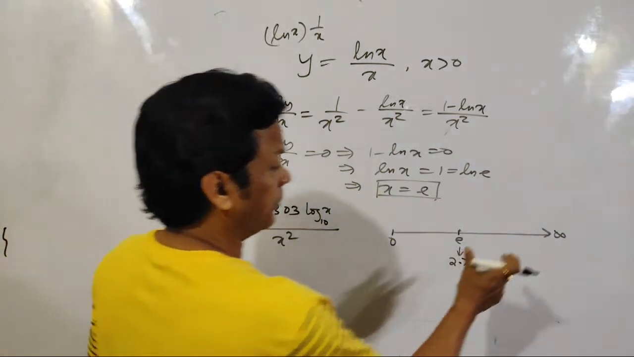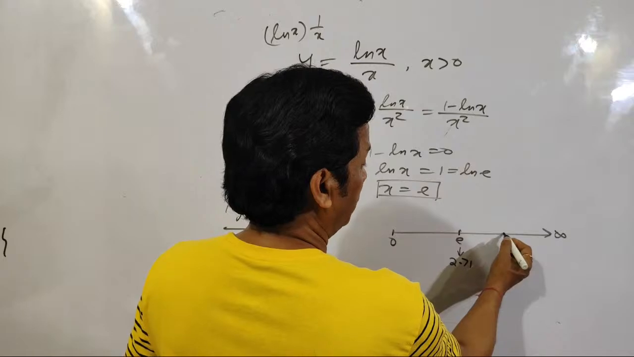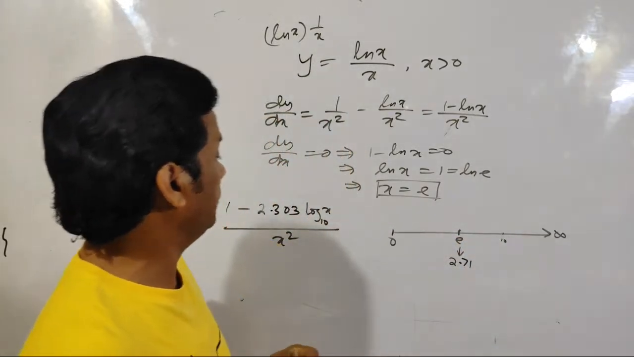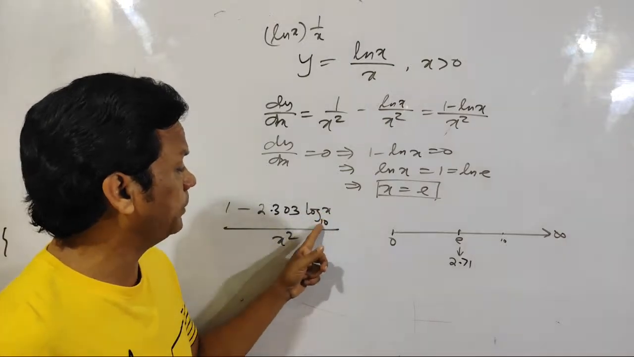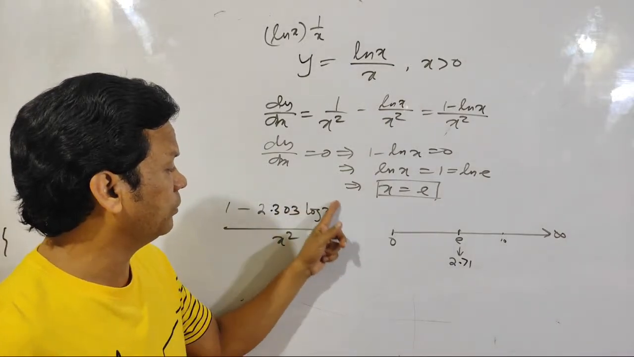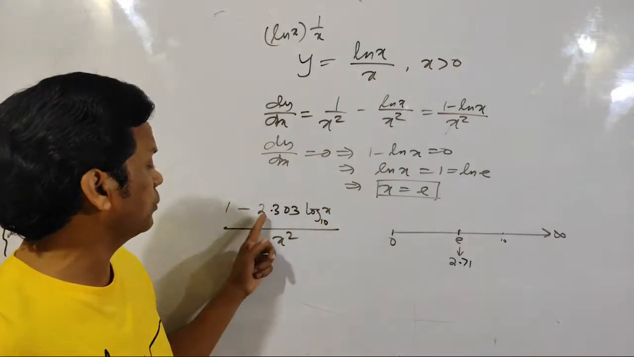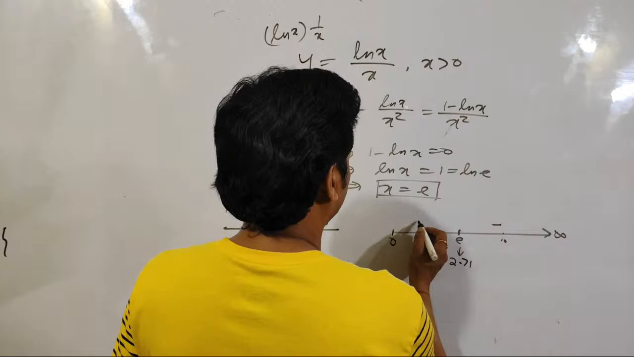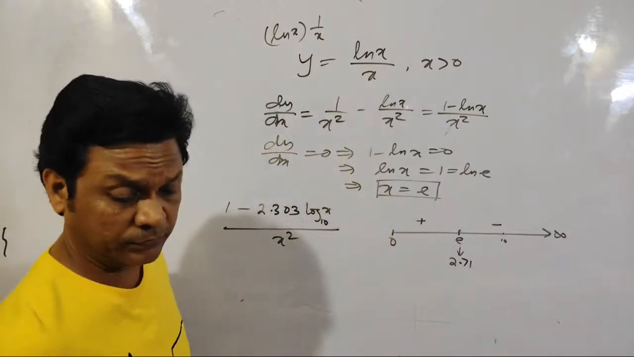And I am taking a point in this interval. I am taking a point 10 because 10 lies between e and infinity. And if we put 10 here, log 10 to the base 10 is 1. So this quantity will become 1. So 1 minus 2 point something, it is negative. So in this interval it is negative. So automatically in this interval it will become positive.